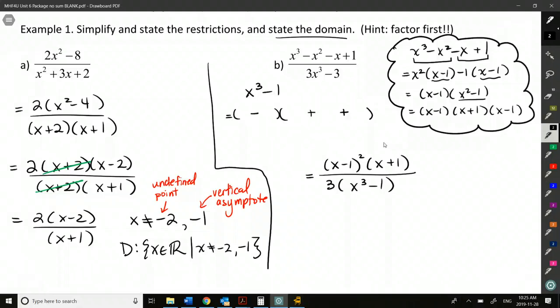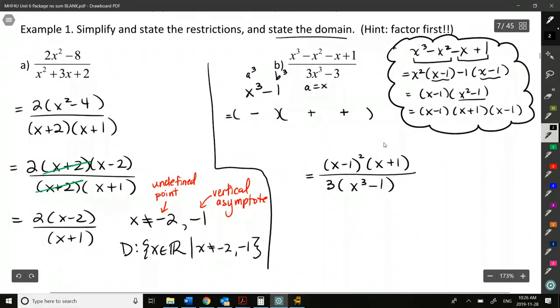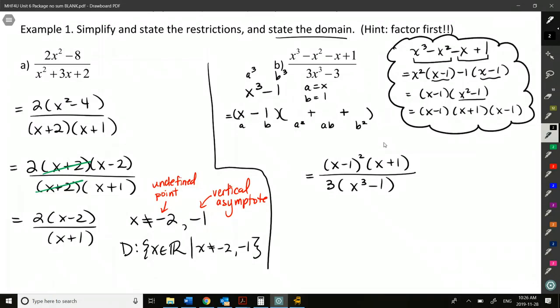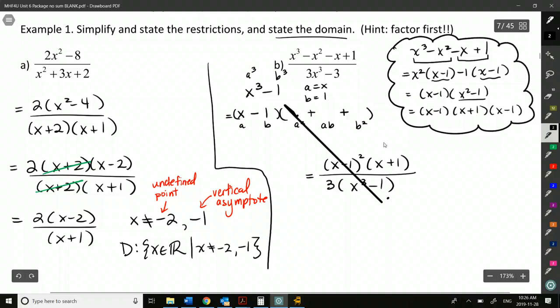Now what do I enter into these spaces? Okay, so if this is a cubed and this is b cubed, what are a and b? x, and we just say 1, right? The cube roots of those things are what we enter into this first space. So we want a, b, and then I want a squared and b squared and ab in the middle. So we're going to do x squared and 1 squared is 1, and then I will have 1 times x inside here.